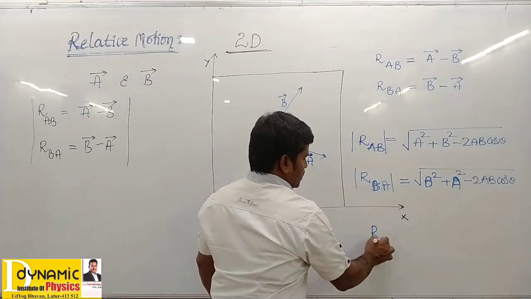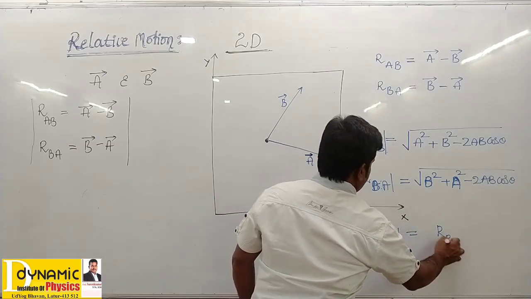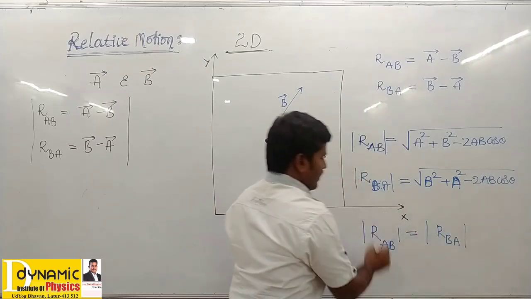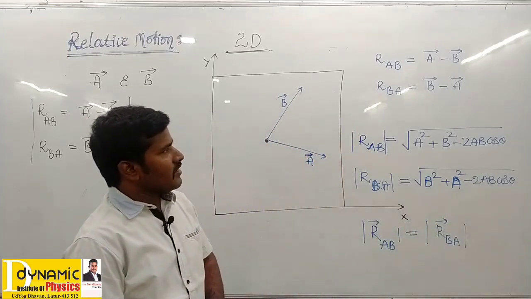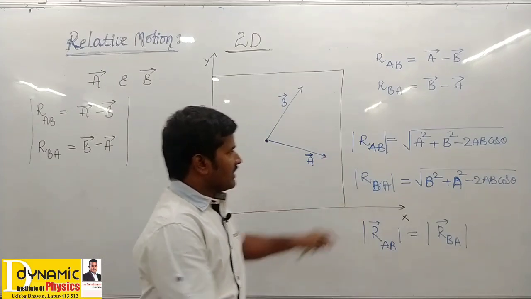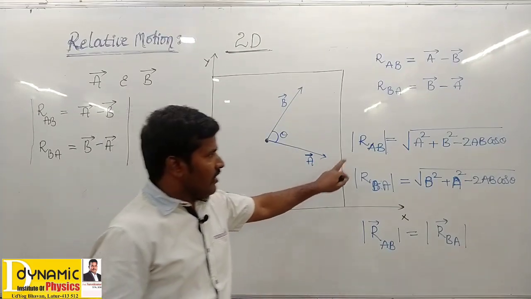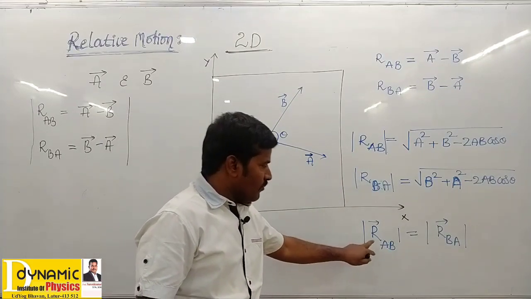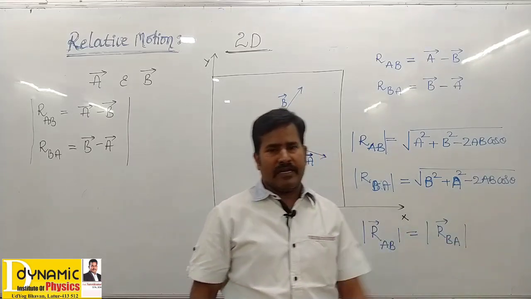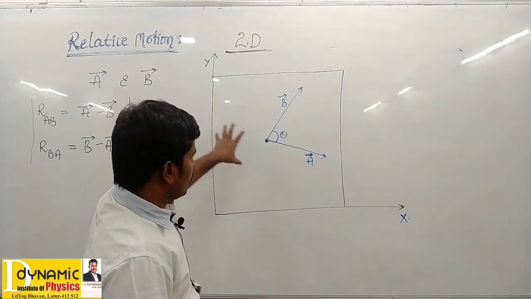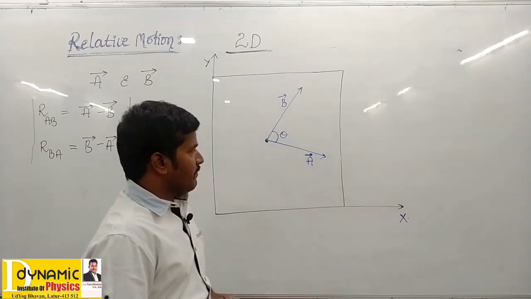So the value of relative motion R_AB equals R_BA. The magnitudes are equal. This is vector subtraction, where theta is the angle between the two vectors. That means the magnitude of relative motion of A with respect to B equals that of B with respect to A. In the same plane, in two-dimensional motion, one vector is A bar, another vector is B bar.